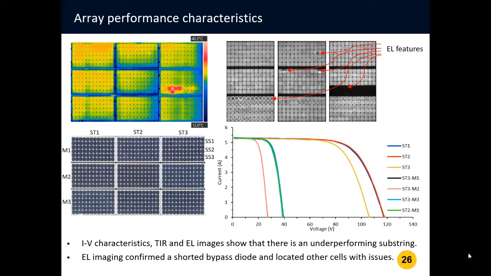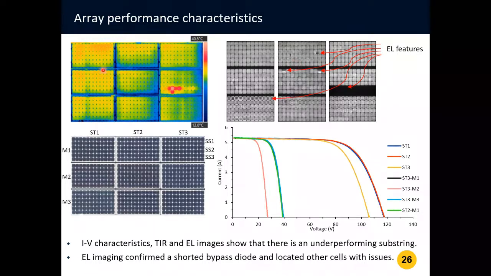Okay, so as we can see in the EL image, there are some EL features shown on those cells, but no abnormal thermal signature is seen on the TIR image due to these EL features.